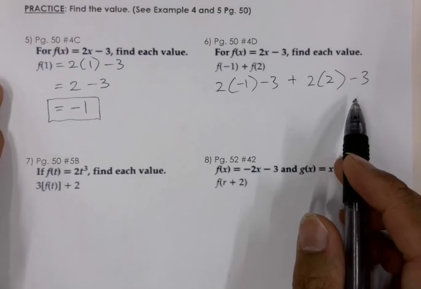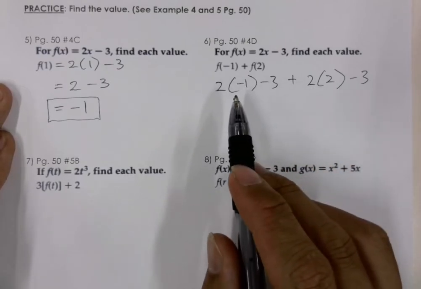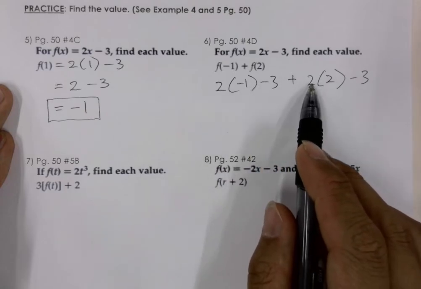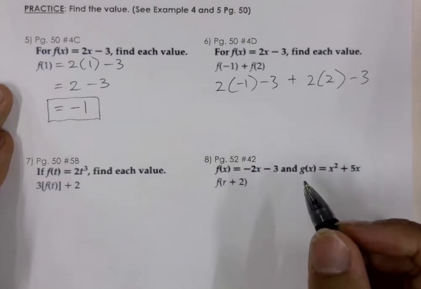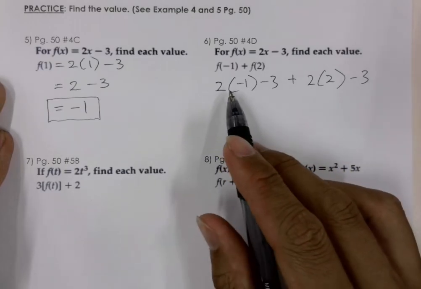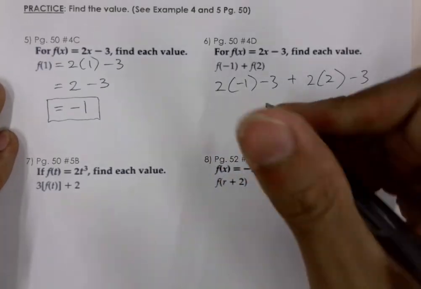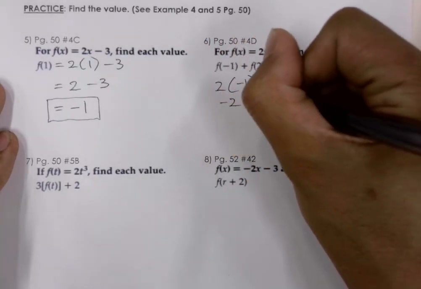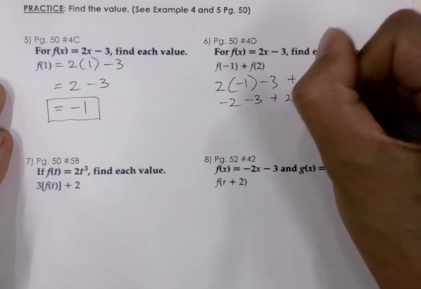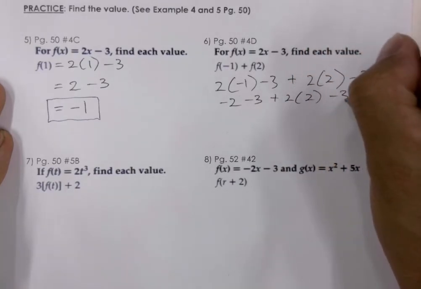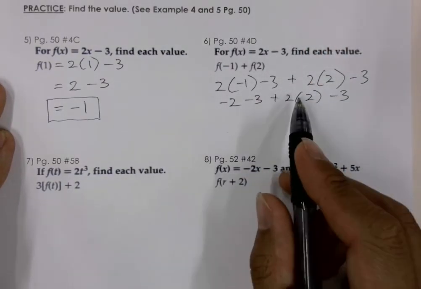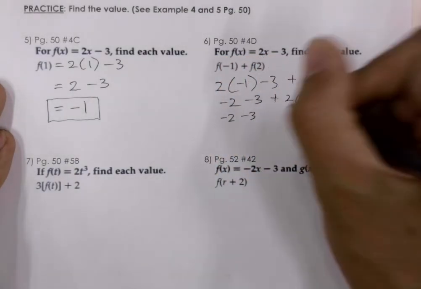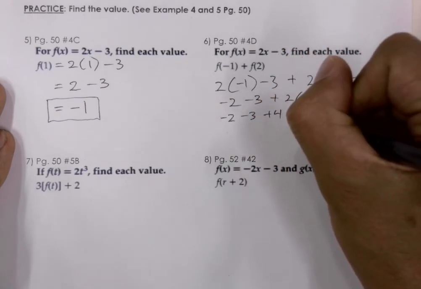So looking at this expression, we have a multiplication, a subtraction, an addition, a multiplication, and a subtraction. So we are going to do the multiplications from left to right. Let's do the 2 times negative 1. Negative 2 minus 3 plus 2 times (2) minus 3. Now we can do the second multiplication. We'll get negative 2 minus 3 plus 4 minus 3.